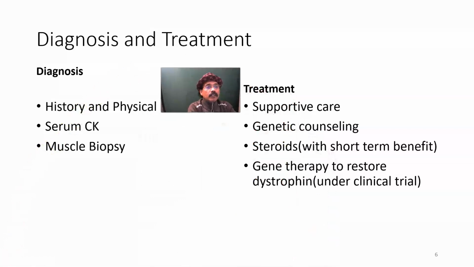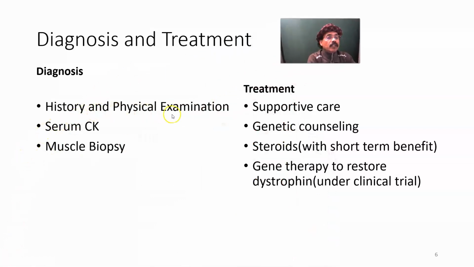Diagnosis and treatment. Diagnosis: history and physical examination, like Gower sign, pseudohypertrophy of the calf muscles. Serum creatine kinase level should be high in the initial decades, but in the last stage when the muscle is atrophied, the entire muscle body, then we may not get a high level of serum creatine kinase. And the definitive diagnosis is muscle biopsy. This is very important. Muscle biopsy.